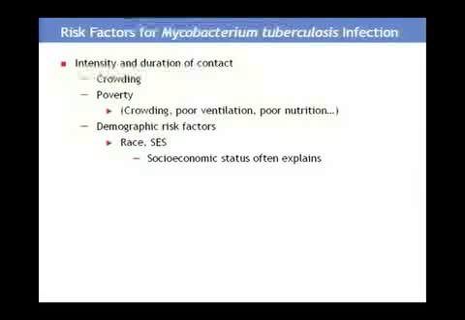We mentioned the intensity and duration of contact, a measure of crowding, and poverty. And now what we often see is socioeconomic status is often the driving force for increased risk of tuberculosis infection and even tuberculosis disease. And primarily this is because in areas where there is a lot of poverty, people are in very close contact with one another, and therefore at tremendous risk of being exposed and infected when an individual among them has active tuberculosis.